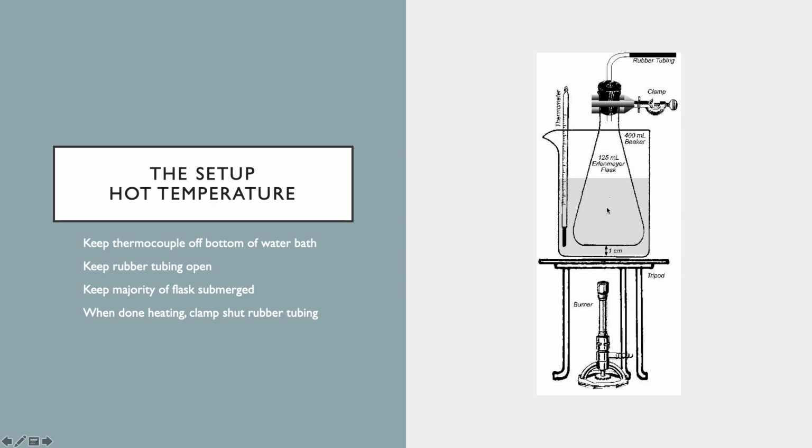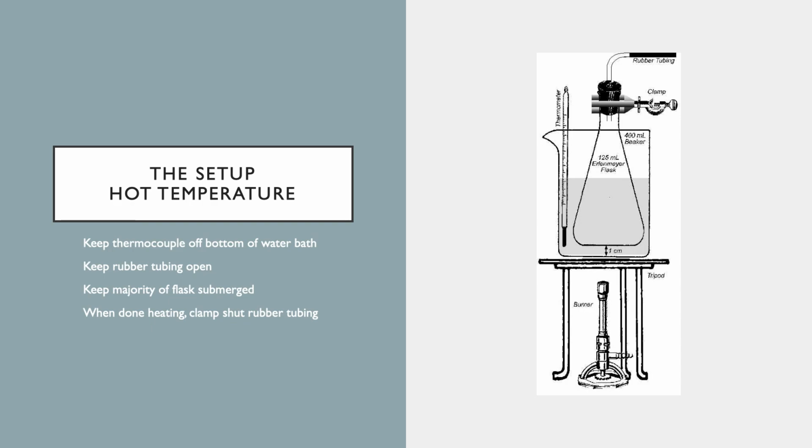This is a generic image of the general setup for getting our hot volume measurement. Basically, the way we're going to do this experiment, we are going to take an Erlenmeyer flask. It's a 125 milliliter flask.